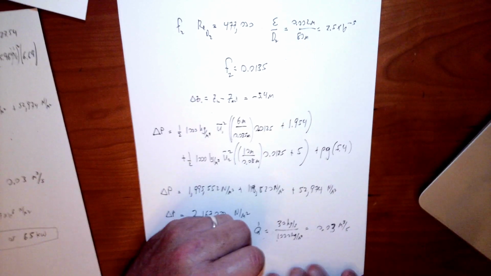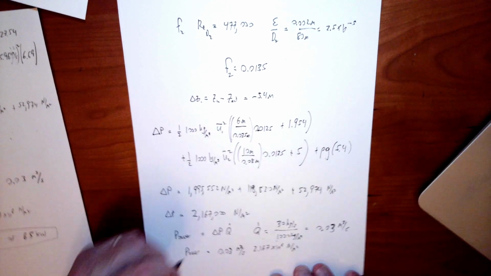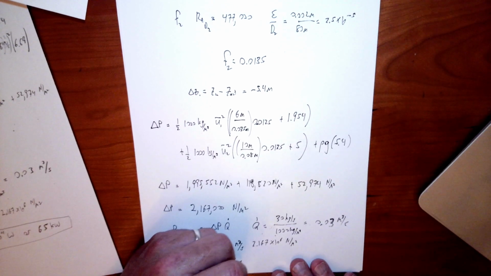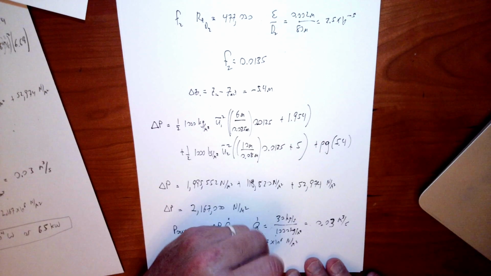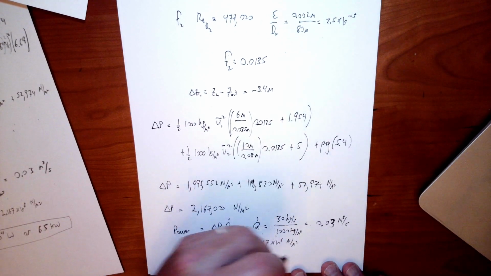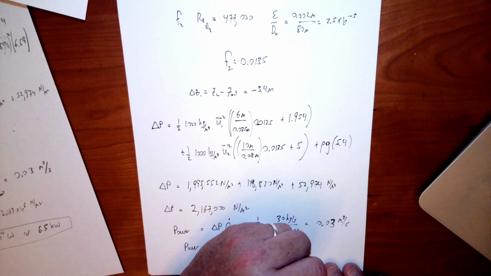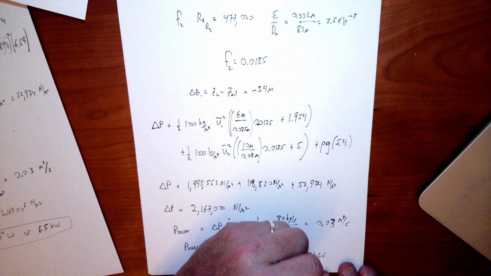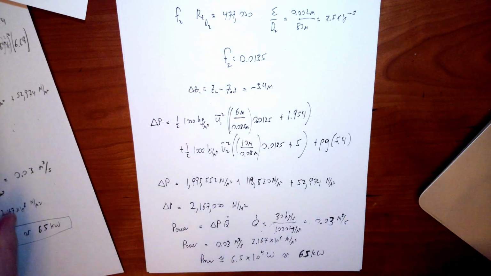meters cubed per second times that 2.167 times 10 to the 6 newtons per meter squared, and we get the answer, which is that the power required, the minimum power required to make this pump do the job as described to deliver that 30 kilograms per second of water is about 6.5 times 10 to the 4th watts, or you could write it as 65 kilowatts. So 6.5 times 10 to the 4 watts, or 65 kilowatts, is the minimum energy required to pump that water at that rate up through that pipe network.